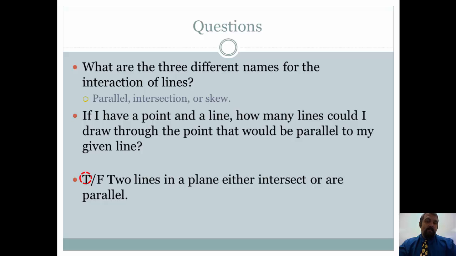If we go back to the parallel postulate here, if I have a point and a line, there's only one line I can draw through the point that will be parallel to my line. So only one.